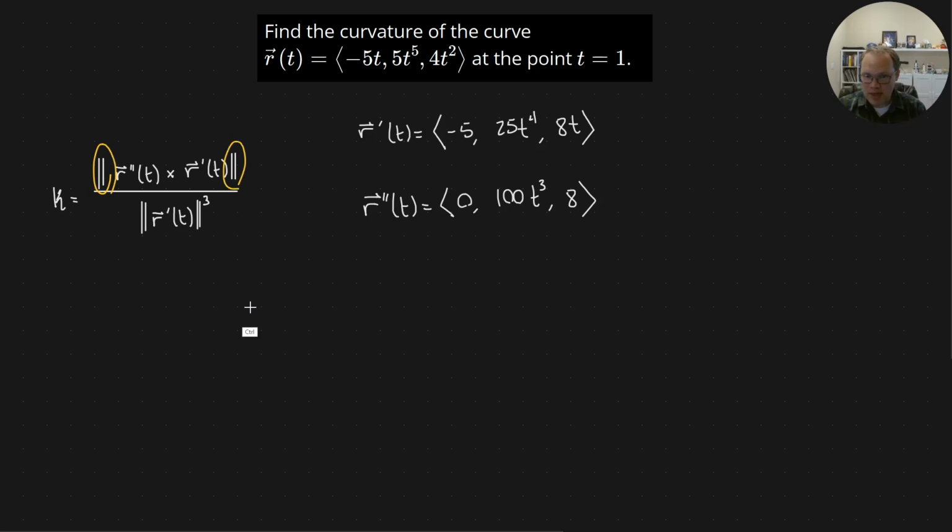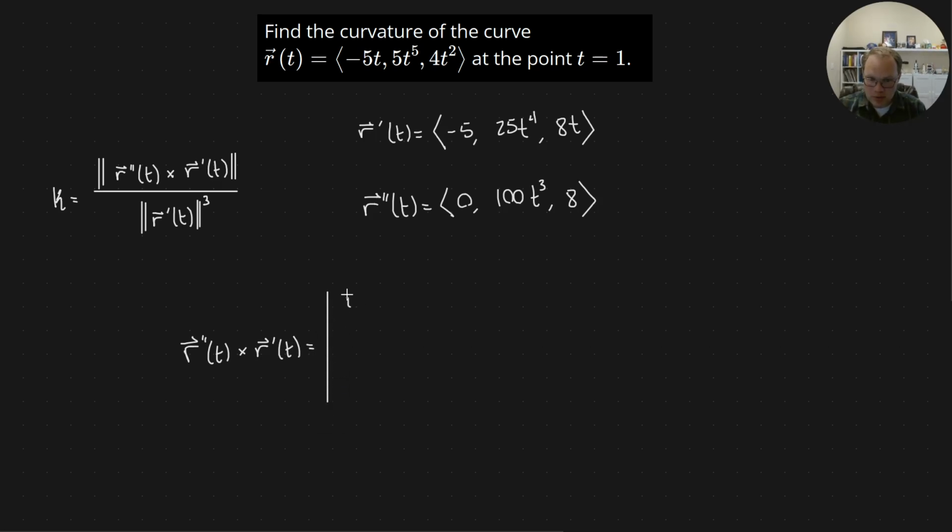Because I'm taking the norm, it actually doesn't matter the order I do it in, whether I have r double prime first or second, because all that does is change the result by a sign. And since I'm taking the norm, the magnitude of the two will be the same. So whether you want to calculate r double prime cross r prime or r prime cross r double prime, after taking the norm, you will get the same magnitude. Okay? So let's calculate r double prime of t cross r prime of t.